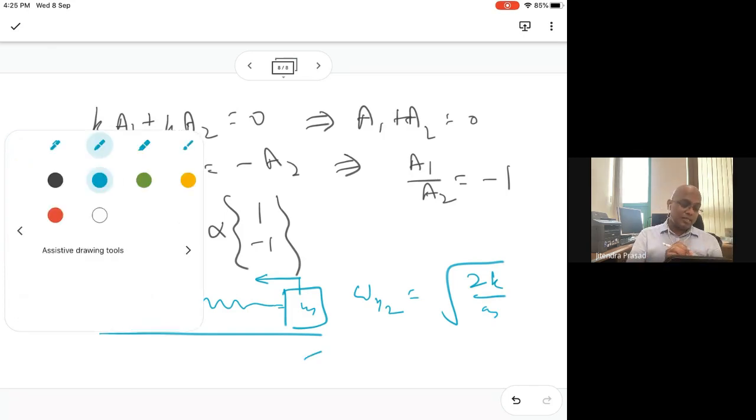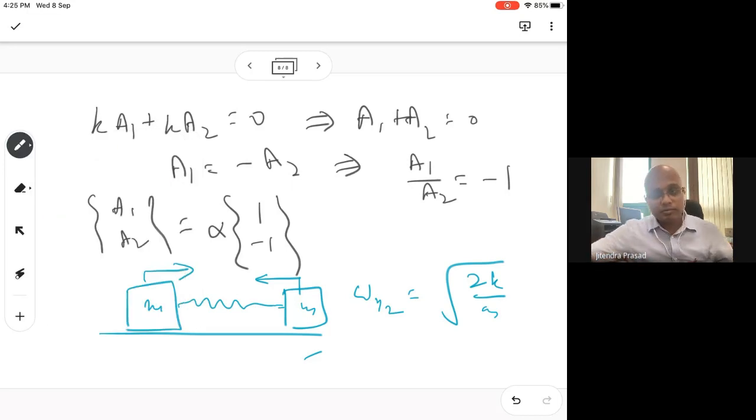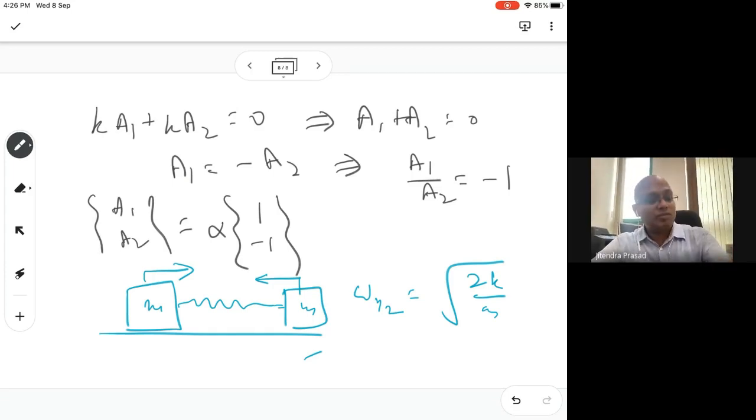Okay, any question, guys? So one question we did, I solved everything, the eigenvalues and the eigenvectors. Eigenvalues tell you the square of the natural frequency, and eigenvectors tell you the mode shape, meaning how the masses are moving relative to each other for that particular natural frequency. So there are two kinds of vibration in this.